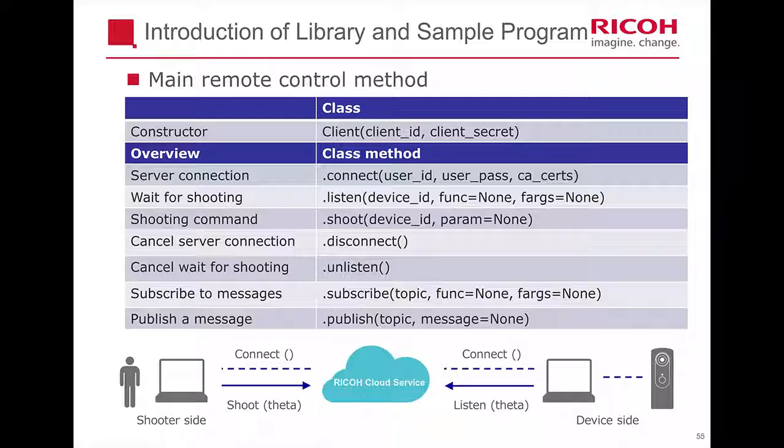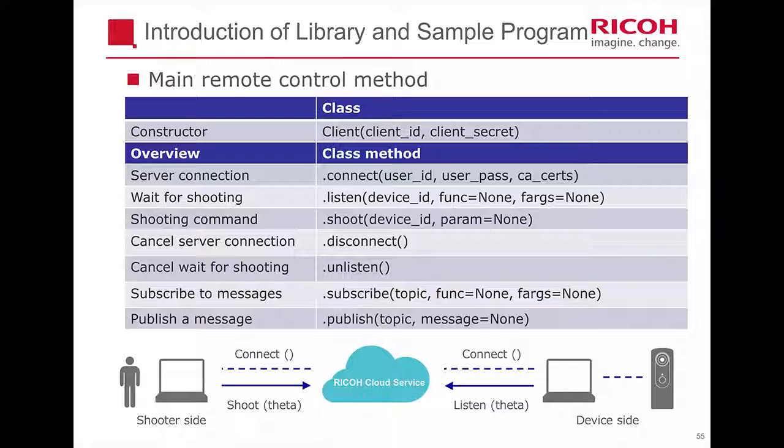This slide shows you the class and class methods used for remote control. From here on, the side that instructs or sends the command for the shooting operation from a remote device will be called the shooter side, and the side that is connected to the THETA S to perform the actual shooting will be called the device side. Now, let's take a look at the table. First is the constructor. In the library, there's a class called client. You must specify the client ID and client secret to it.